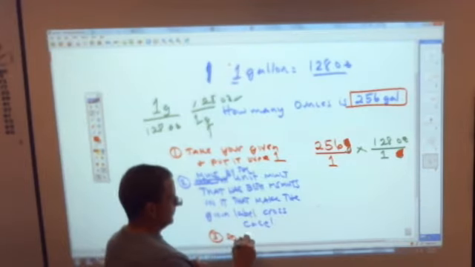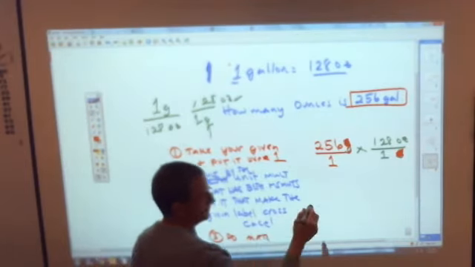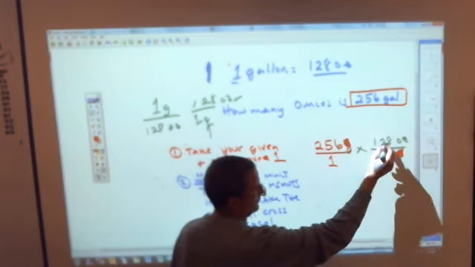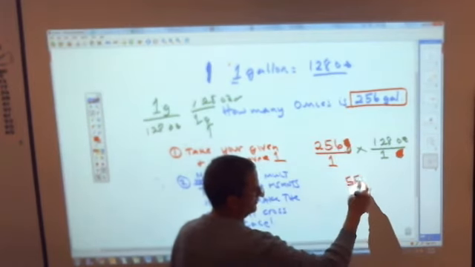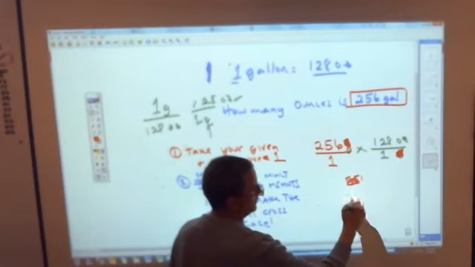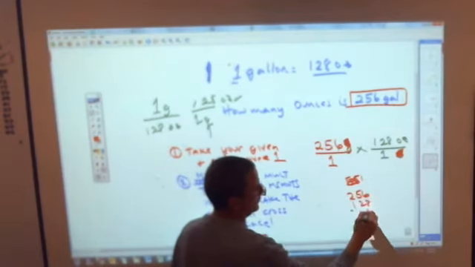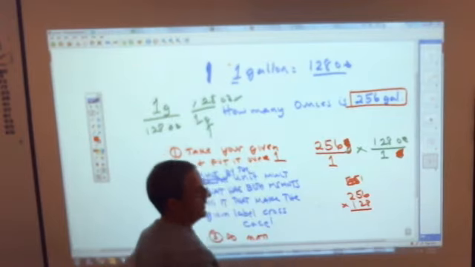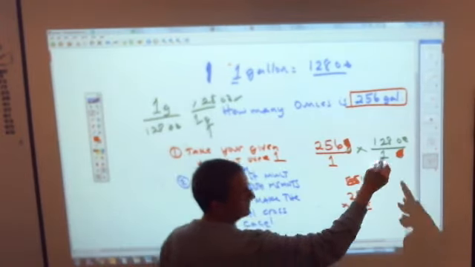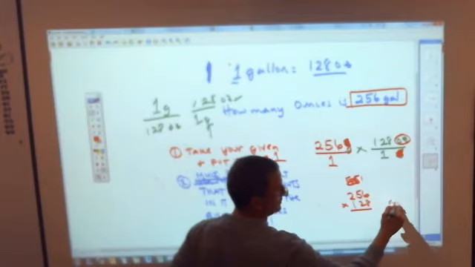Do the math. And the math here would say I multiply 256 times 128, which I'm not really going to do. And then don't forget what label is left. The label ounces is left.